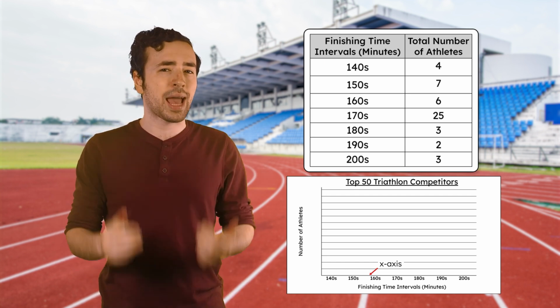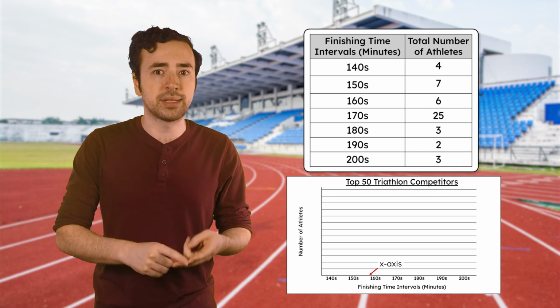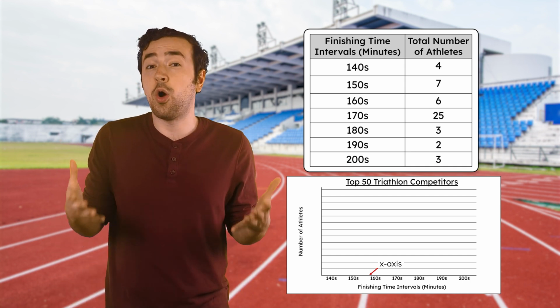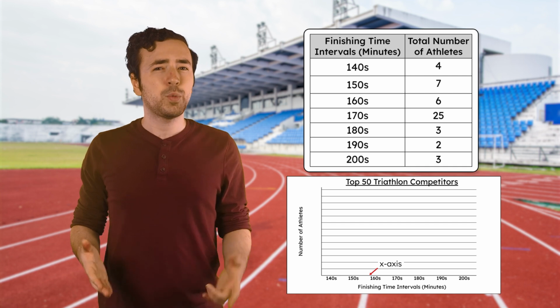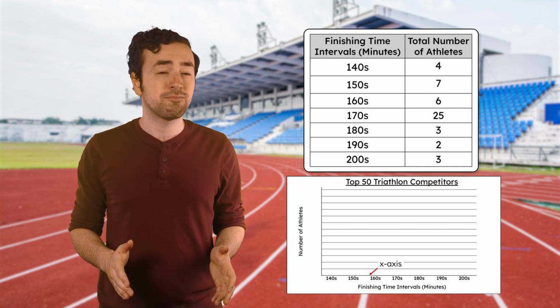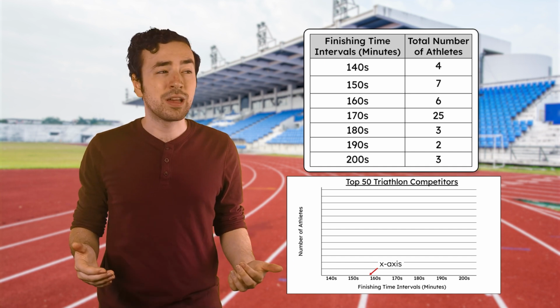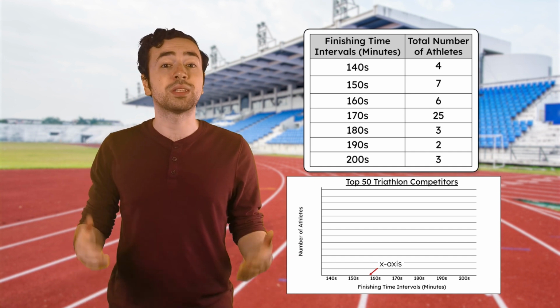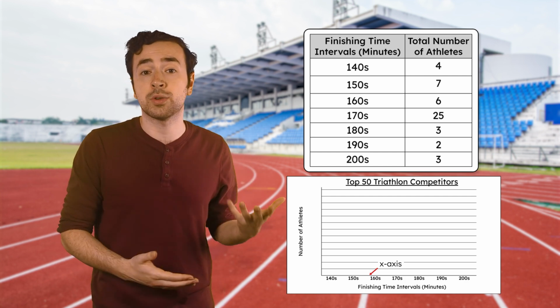But how should we count? Listing every single athlete might be too crowded, but using numbers that are too far apart might make it hard to see important details. What would be a reasonable way to organize our numbers? Counting by 2s, 5s, 10s? Choosing the right intervals helps us see patterns clearly without cluttering the graph.